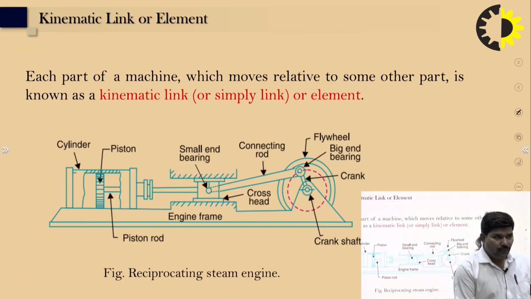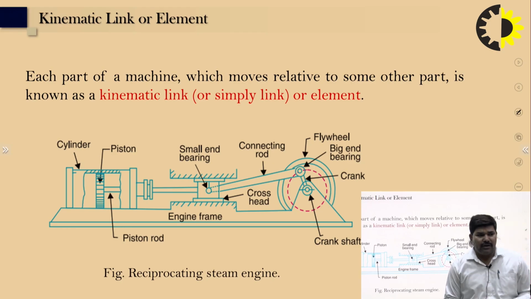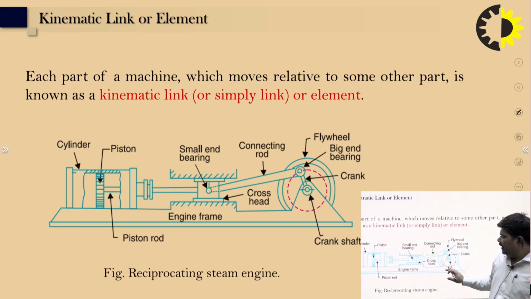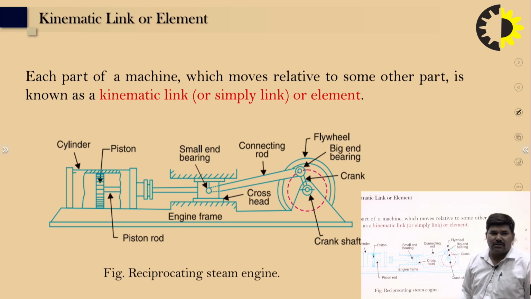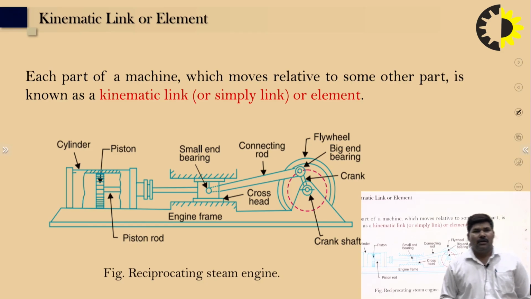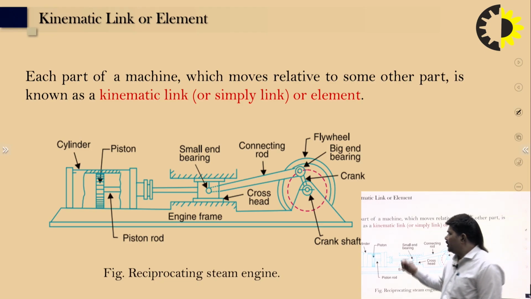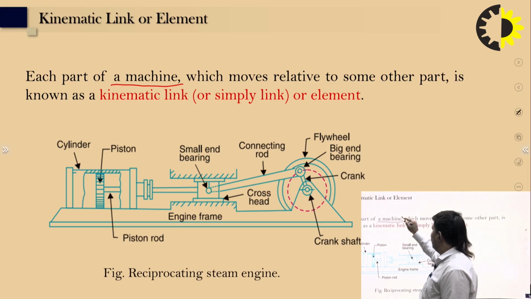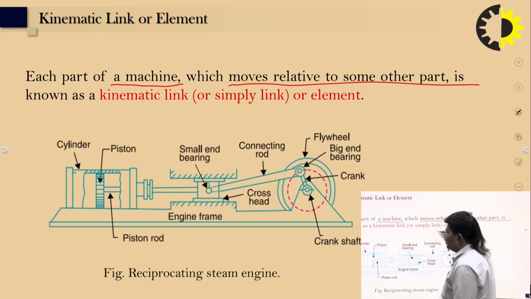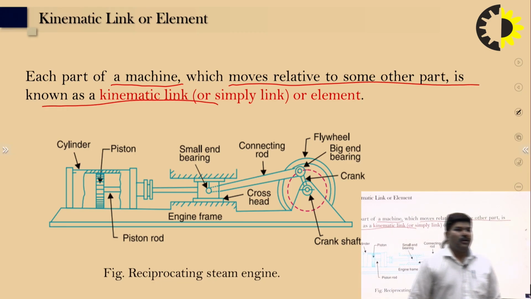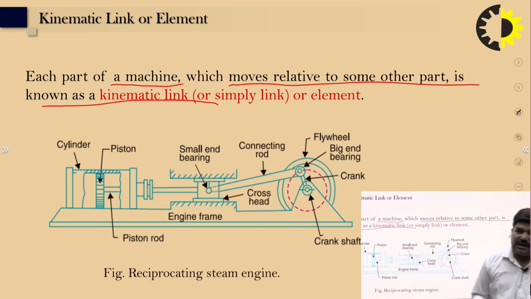Now you can see a reciprocating steam engine, and the kinematic link or element. Each part of the machine which moves relative to some other part is known as a kinematic link, or simply a link or an element. So we can define the link as: each part of the machine which moves relative to some other parts is known as a kinematic link, simply link, or element.